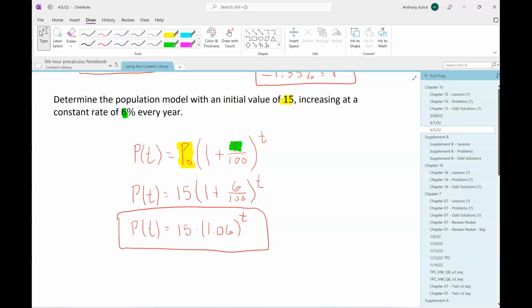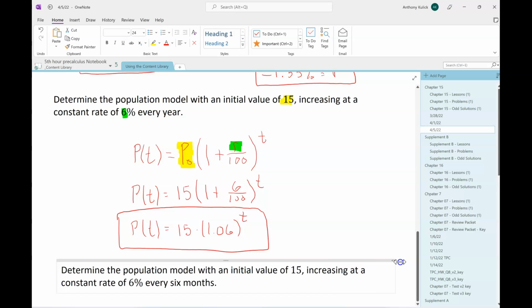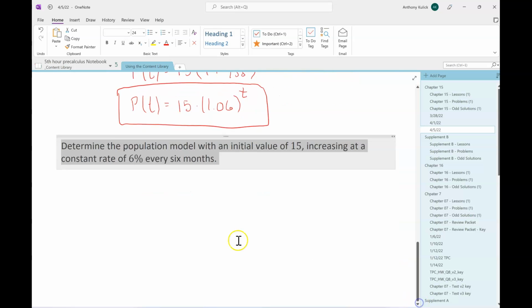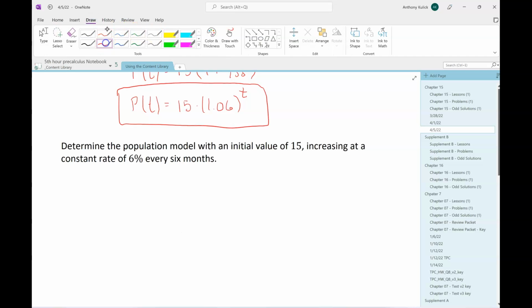All right. So there, we wrote our model. Big deal, right? Okay. Let's see another example then. Again, I'm just copying and pasting these examples from the lessons so that I don't have to spend a whole lot of time writing them down. So this one says, determine the population model with an initial value of 15, increasing at a constant rate of 6% every 6 months.